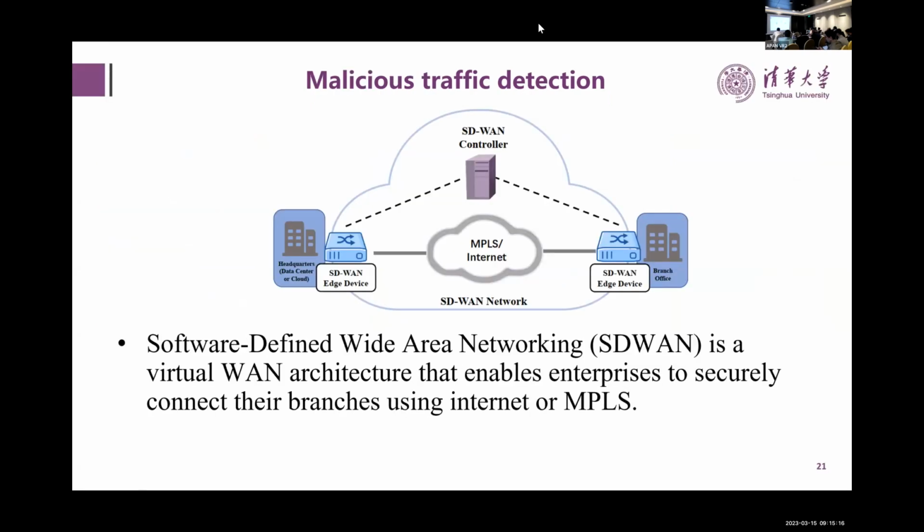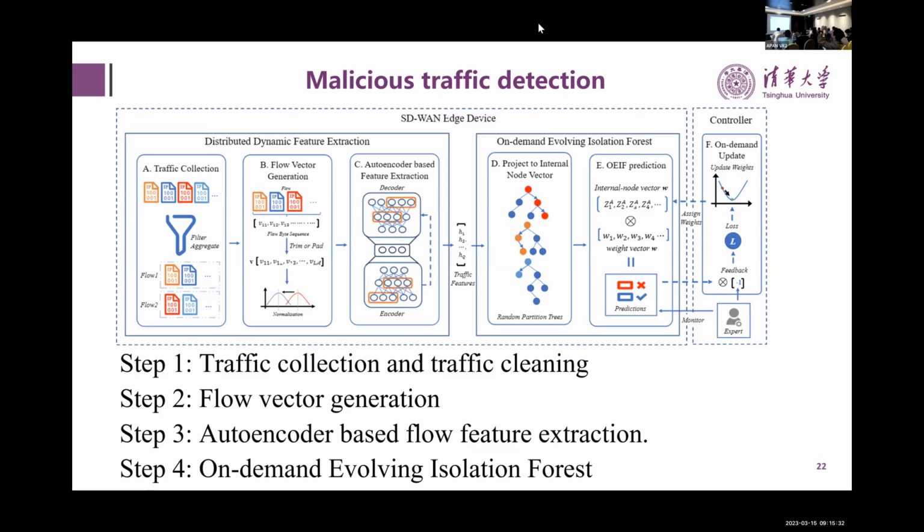And last, I will introduce our practice on malicious traffic detection. For example, we have SD-WAN. It is a virtual architecture that enables enterprises to securely connect their branches using the internet or MPLS. We can also use a similar model as BGP detection. We collect traffic and perform traffic cleaning, and then form the flow vector generation. Then we use some flow feature extraction methods, and feed the features into an isolation forest model. At last, the model will output whether the flows have malicious behaviors.